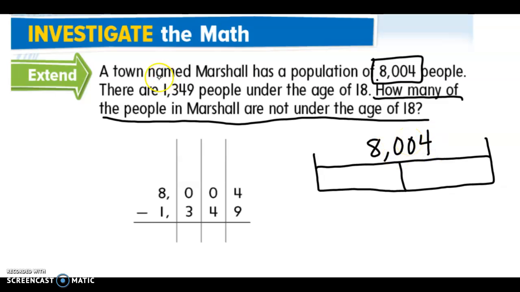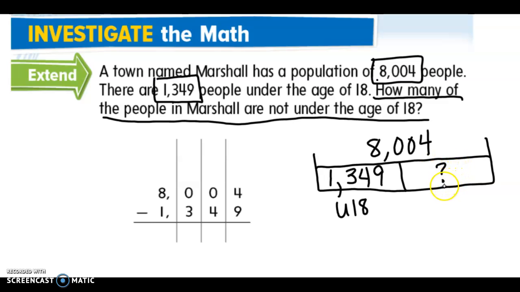It tells me that 1,349 of the people are under the age of 18. So I'm going to go ahead and write that. That's this part. I'll put U18 just to remind myself. So if I think about all the people in this town, I already know that 1,349 of them are younger than 18. They're telling me the rest of them must be over 18. I don't know how many that is. That's what we're trying to solve.